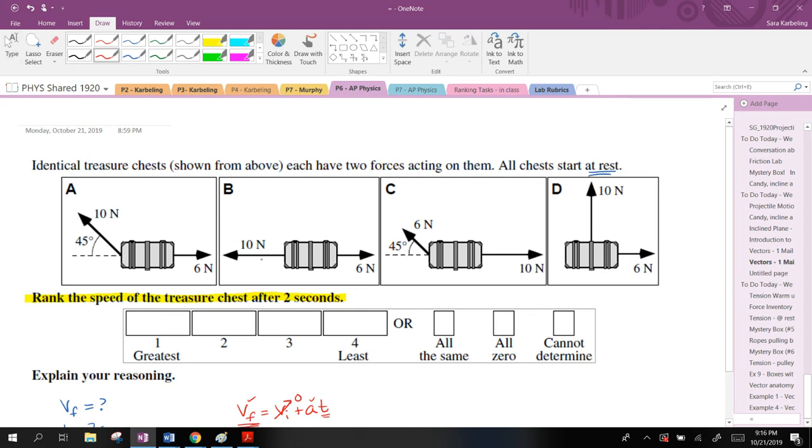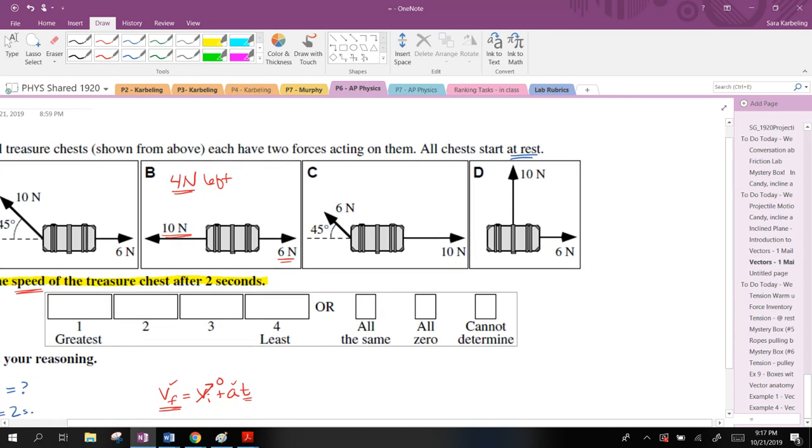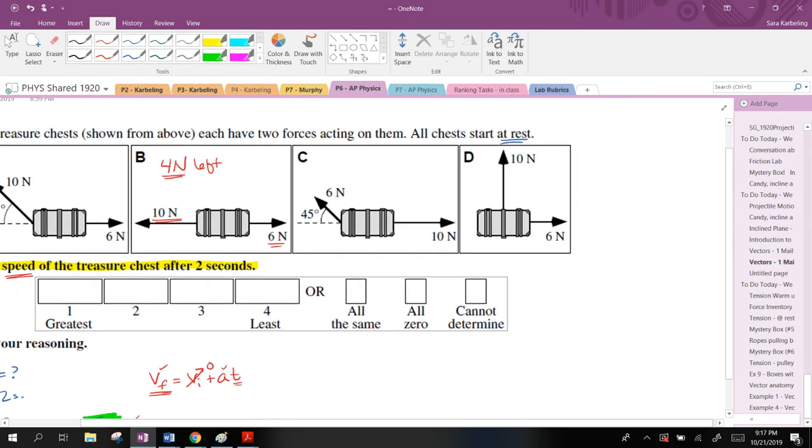Okay, so let's take a look at the options here. B looks pretty easy, so let's take a look at that one first. I've got one pirate pulling 10 newtons one way, one pirate pulling 6 newtons the other way. So 10 minus 6 is going to be a 4 Newton force. This one happens to be to the left, but because I'm really just looking for speed, I'm just looking for magnitude. That's all I care about. So this one just has a net force of 4. All the other ones are a little bit trickier, so we need to do a little bit of thinking. Let's look at D next. It looks like the next simplest one.